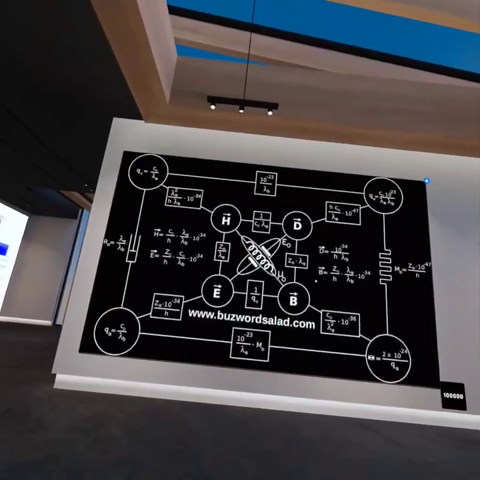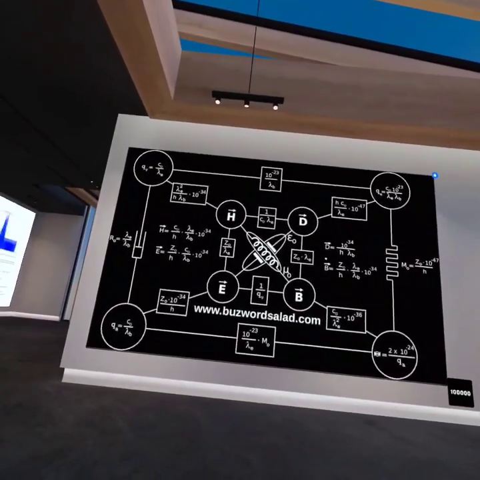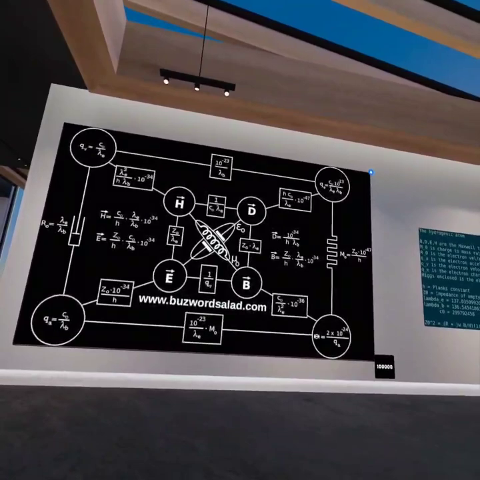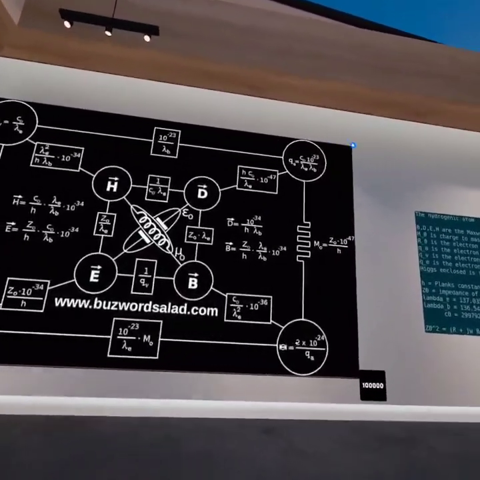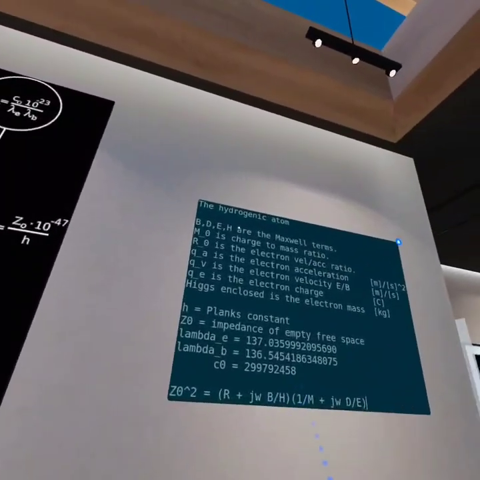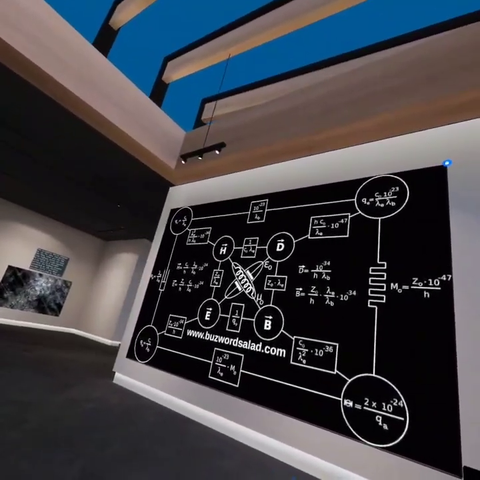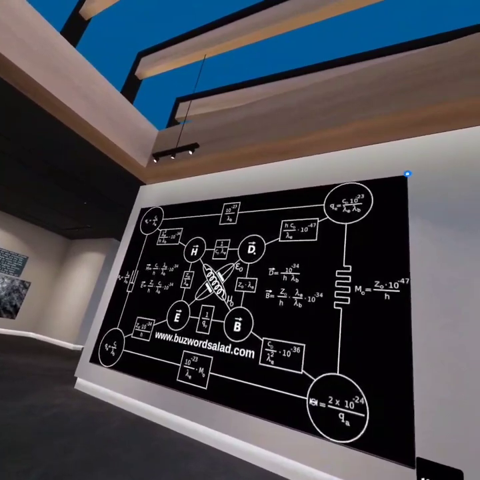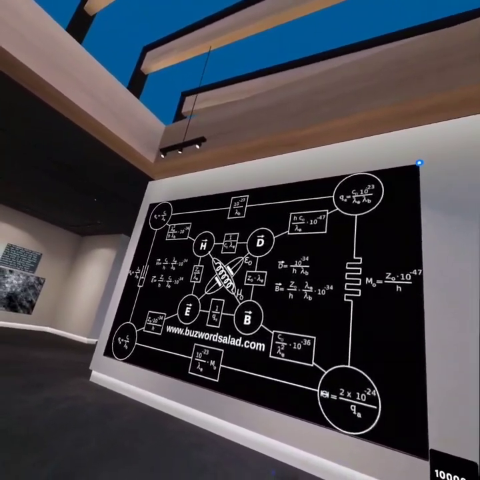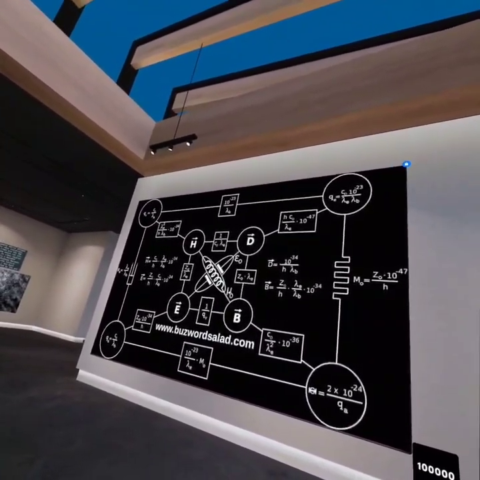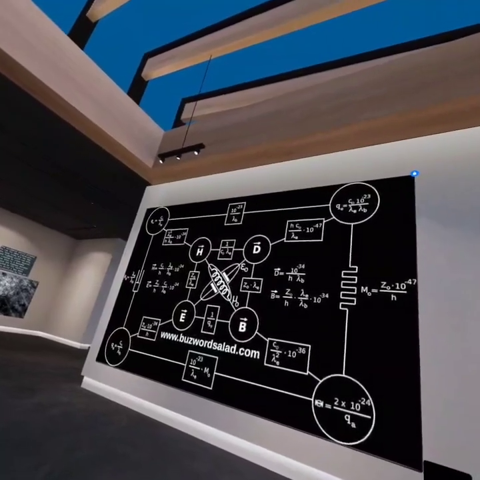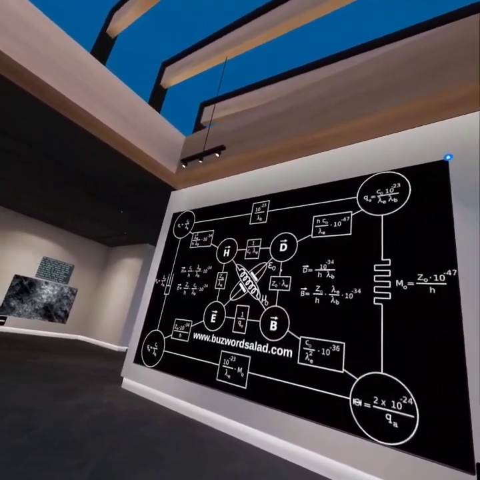Not just for light, they also include the matter wave. Hence, we have the mass of the electron here. And here are the definitions. So B, D, E, and H, which is H, E, B, and D. They are your standard Maxwell's equations. B over H is mu naught for empty free space, and D over E is the permittivity of empty free space.